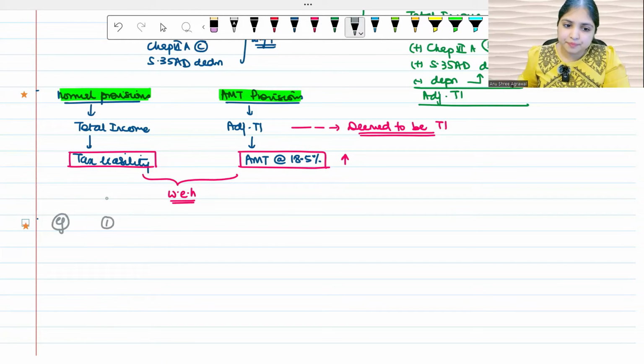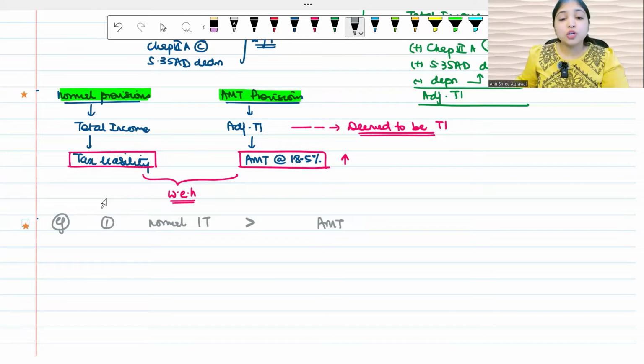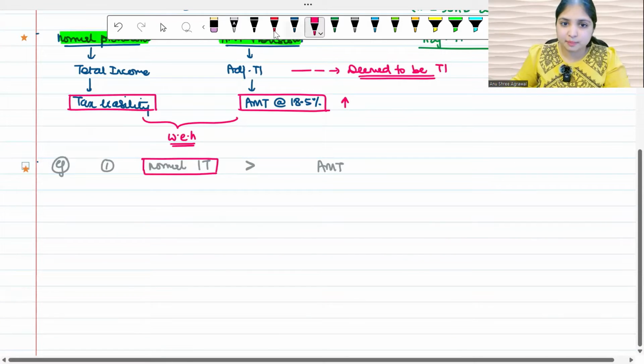My first example. Let's say I did the calculation as per the normal provisions and I found the normal income tax liability. I did the AMT calculation also. Normal income tax was higher than AMT. So what are you going to ask me to pay? You'll ask me to pay normal income tax, guys. You'll ask me to pay whichever is higher. Normal income tax is higher. You'll ask me to pay normal income tax.